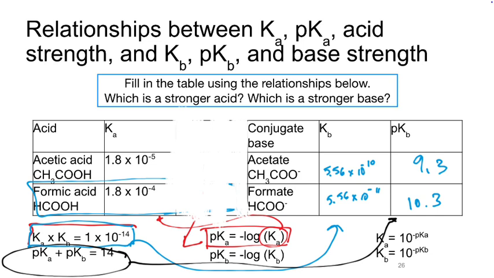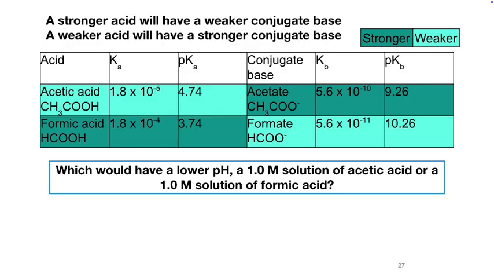Okay. If we flip that and now look at the base, which one's the stronger base? The acetate comes in as the stronger base. Okay. Why? The smaller pKb. Kind of, sort of? Okay. So we could go through and look at fun coloring if we really wanted to. And then we could switch to a new question, which would have a lower pH: a 1 molar solution of acetic acid or a 1 molar solution of formic acid?